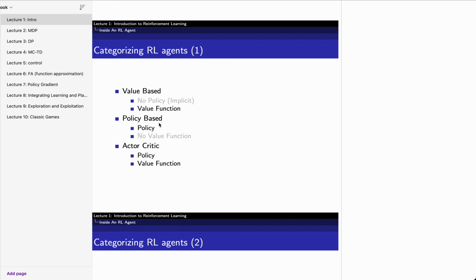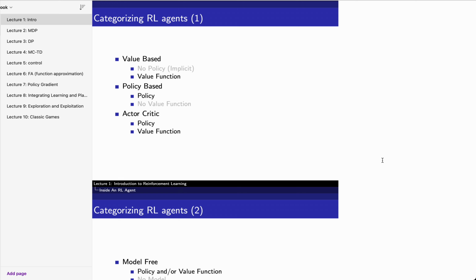Policy-based uses the action value functions directly to tell you which actions you're going to take. It will tell you directly. Making a left turn has an action value function of, let's say, 5. Making a right turn has an action value function of 10. So obviously making a right turn is better because 10 is greater than 5.